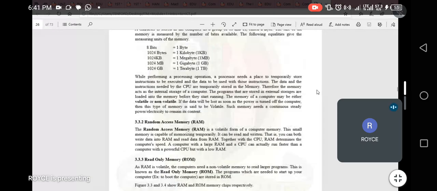So I'm just going to read this. While performing a processing operation, a processor needs a place to temporarily store instructions to be executed and the data to be used within that instruction. Okay, so this is where I'm going to build up from.